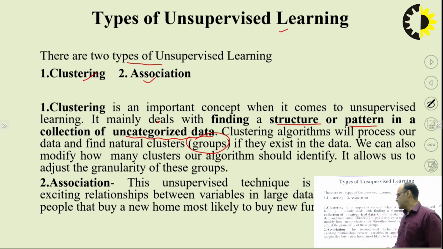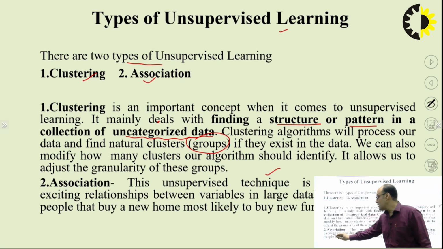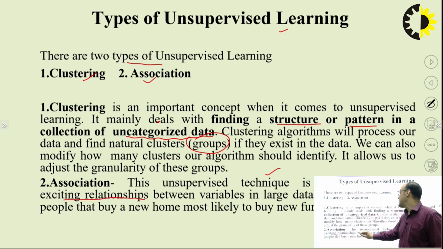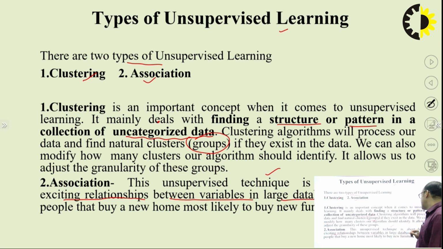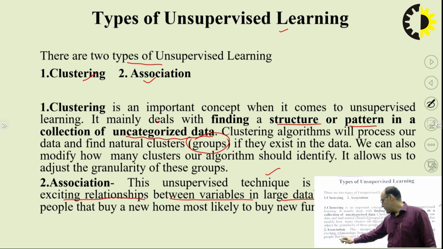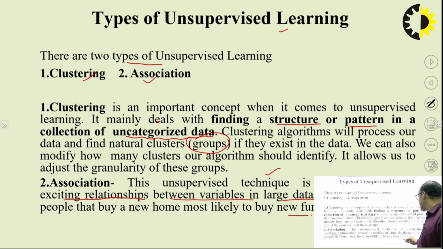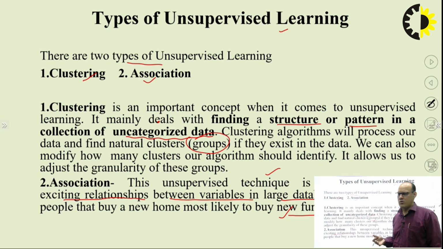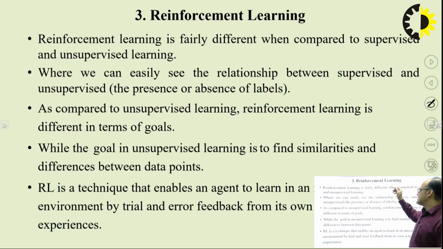Second is association. Association means we are going to relate something, associate something. In this unsupervised learning technique, we discover the existing relationships between variables in a large database. For example, people who buy a new home are most likely to buy new furniture. So this is the association. In coming lectures we will discuss the different algorithms that we use for clustering and association.